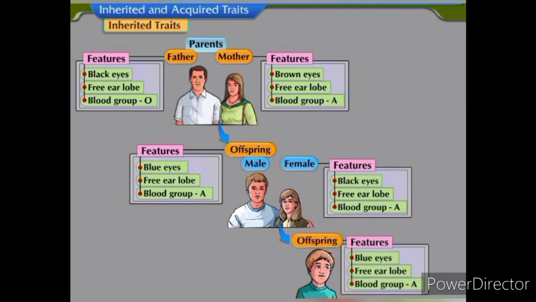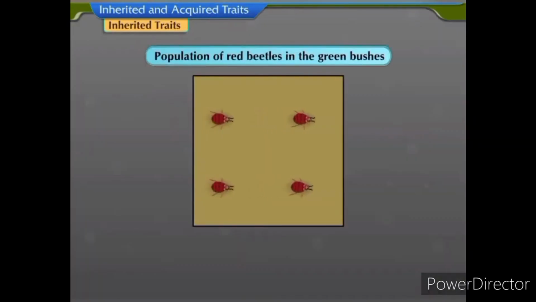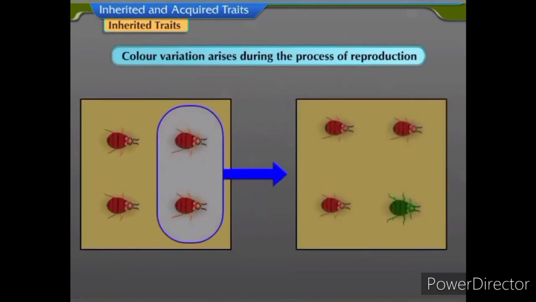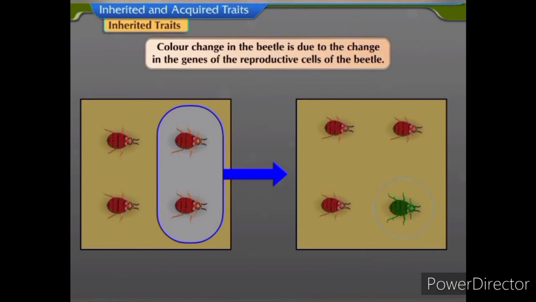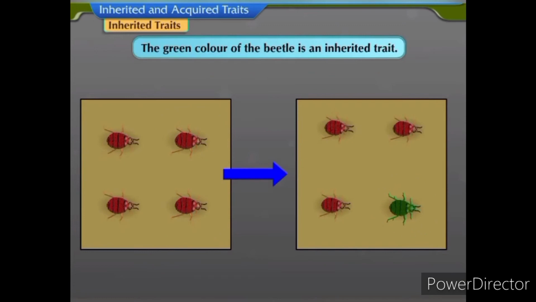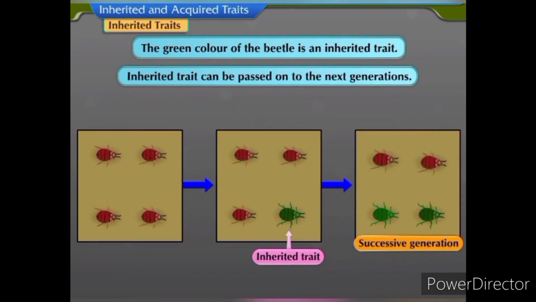Let us understand this concept with the help of an example. Assume that there is a population of red beetles in the green bushes. Suppose a color variation arises during the process of reproduction, as a result of which one of the beetles produced is green in color. This change in color has been brought about by the change in the genes of the reproductive cells of the beetle. The green color of the beetle is thus an inherited trait, which can be passed on to the next generations.